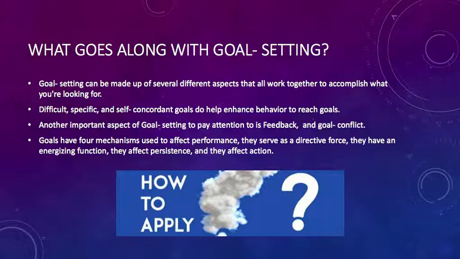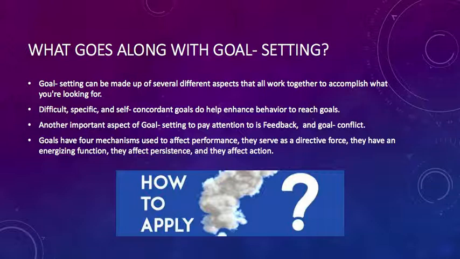Goal setting can be made up of several different aspects that all work together to accomplish what you're looking for. Difficult, specific, and self concordant goals do help enhance behavior and help us to reach our goals. Another important aspect of goal setting is to pay attention to feedback and goal conflict. Feedback is the information about the goal and about how you're trying to achieve this goal from the people around you to help better your efforts in achieving the goal.